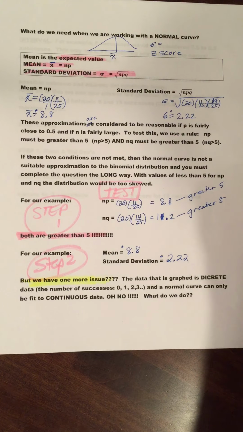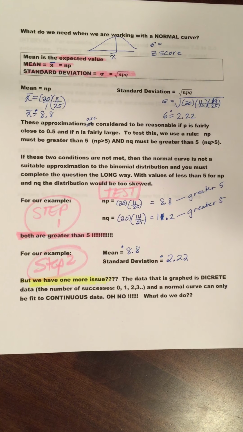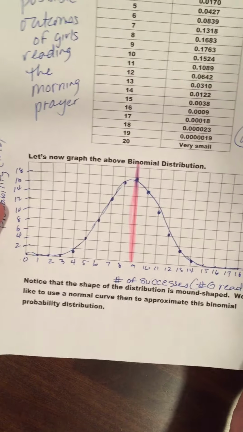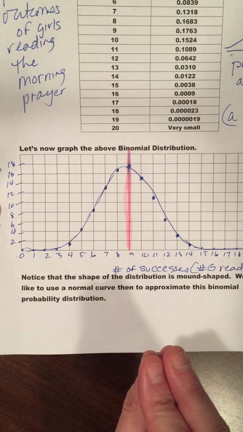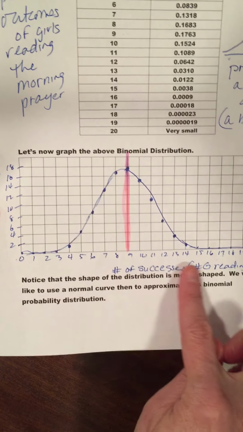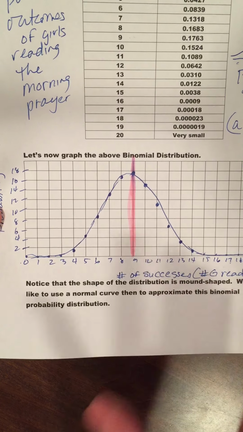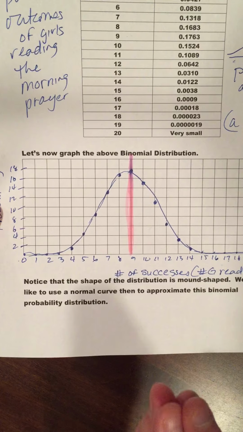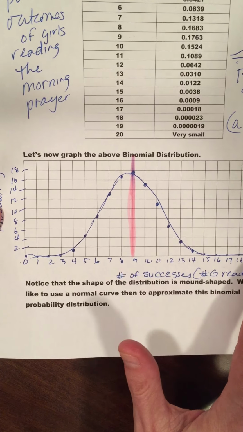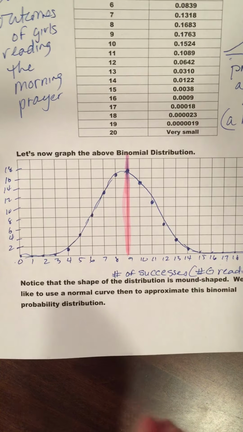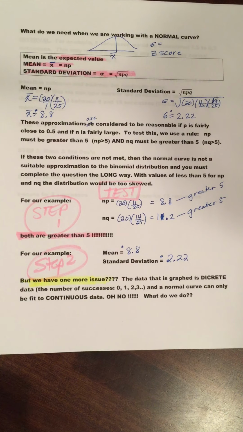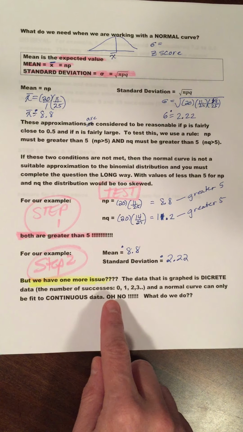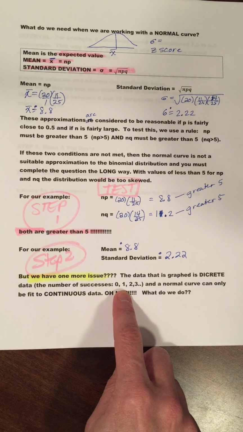The data that is graphed is discrete. So let's have a little review of discrete. Discrete data is whole number data, okay? And this is actually whole number countable data, the number of girls that are going to be reading the prayer. 9 girls, 12 girls, 3 girls, discrete data. Okay, let's read that again. The data that's graphed is discrete. The number of successes, the number of girls that are reading the morning prayer.